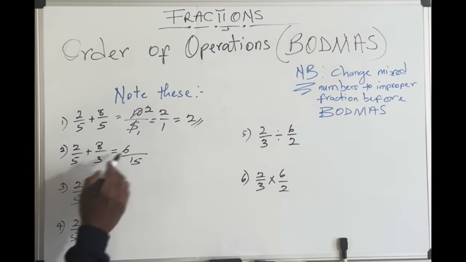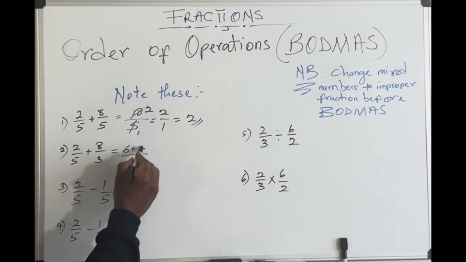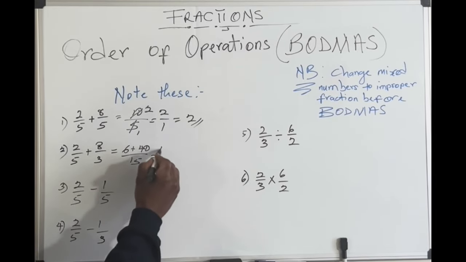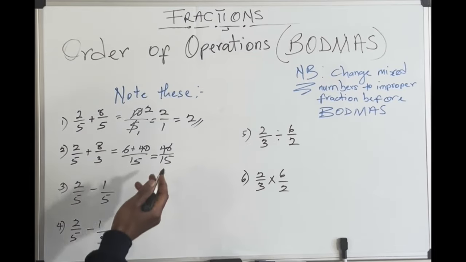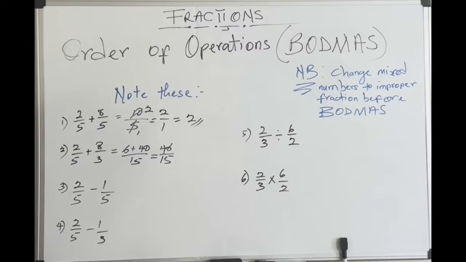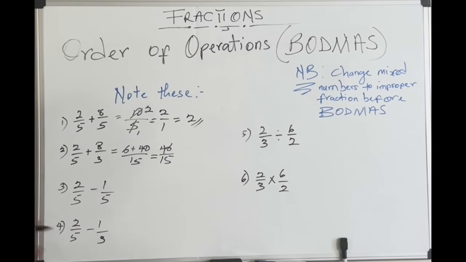3 to 6, plus 3 goes into 15 how many times? 5. Then 5 times 8, 40. So 6 plus 40 is 46 over 15. If there is any cancellation, you just go about it. So I hope you've noticed the difference. The same thing applies to subtraction too.